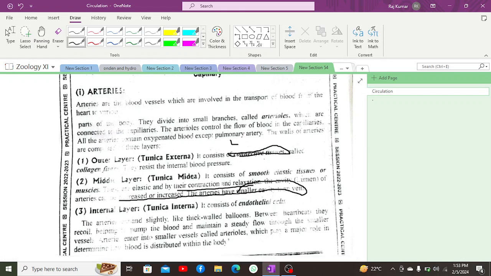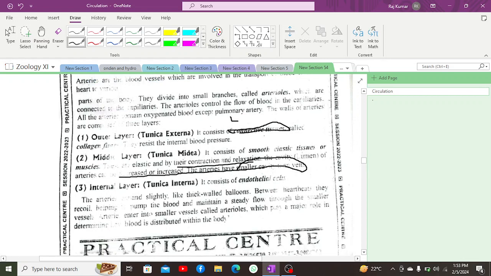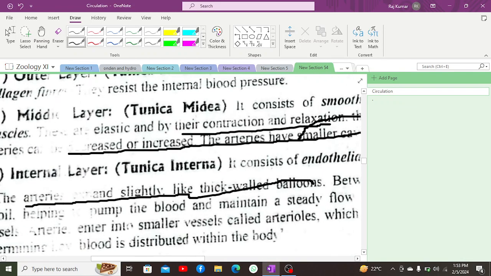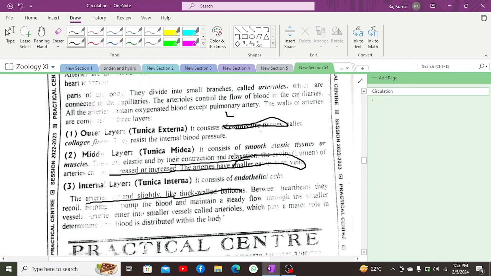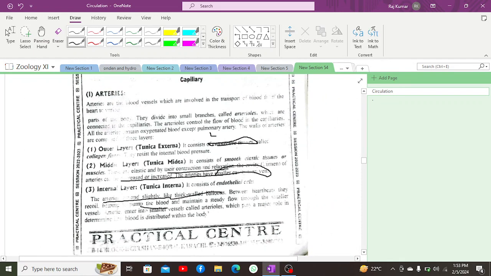The internal layer, tunica interna, consists of endothelial cells, a simple endothelium with a basement membrane. The arteries expand slightly like a thick-walled balloon, which is vasodilation between heartbeats. They then recoil, helping pump the blood and maintain a steady flow through the smaller vessels.